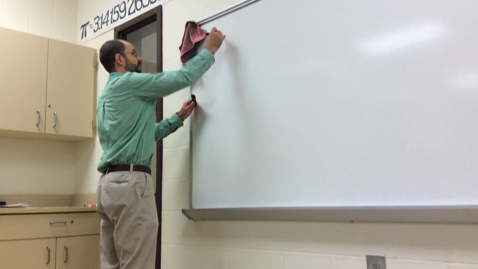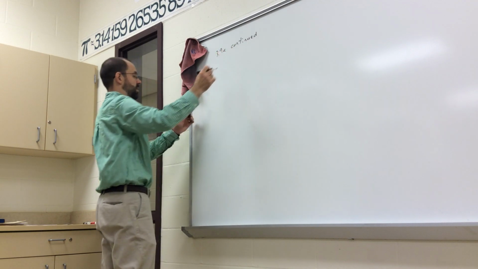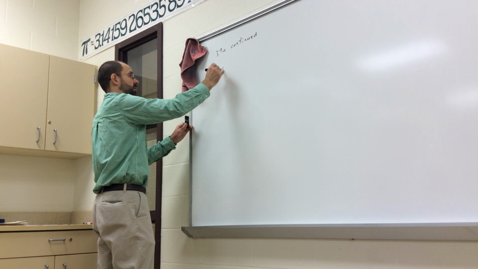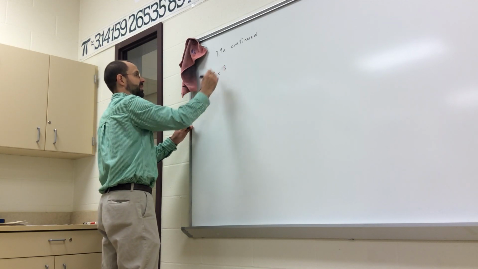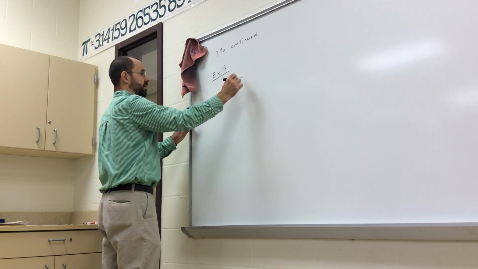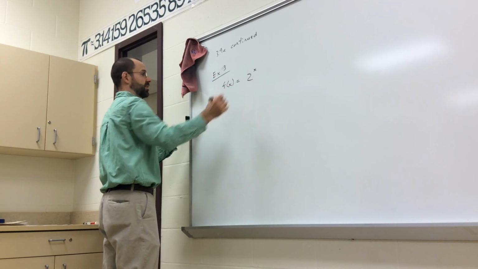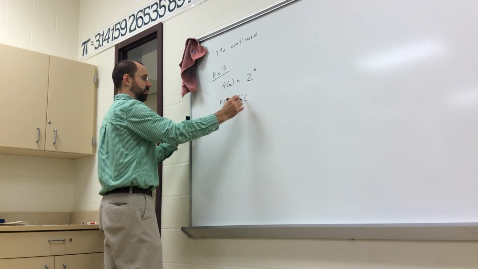So this is 3.9a continued, and I guess I'm example 3 now. Yeah, that's right. And I've got f of x equals 2 to the x, and we're going to find f prime.